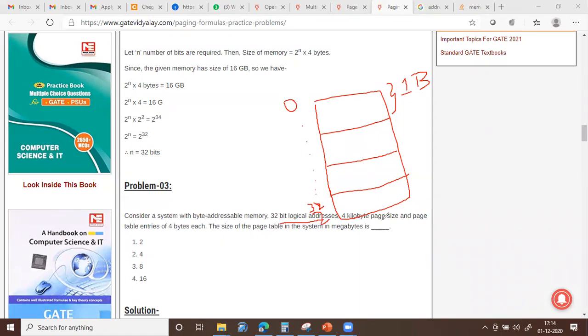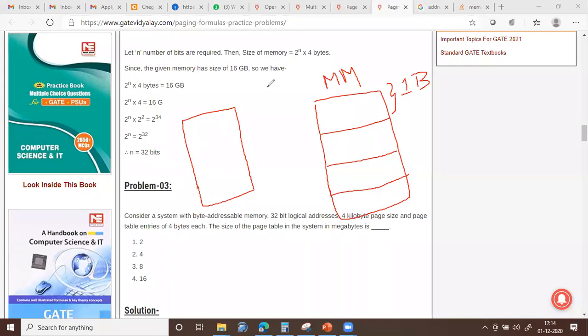4 kilobyte page size. What does it mean? We know that the logical memory will be divided into several pages. See, this is actual main memory. In main memory, the memory is addressable as bytes. So let us not confuse that thing with this. And this is the logical address space.